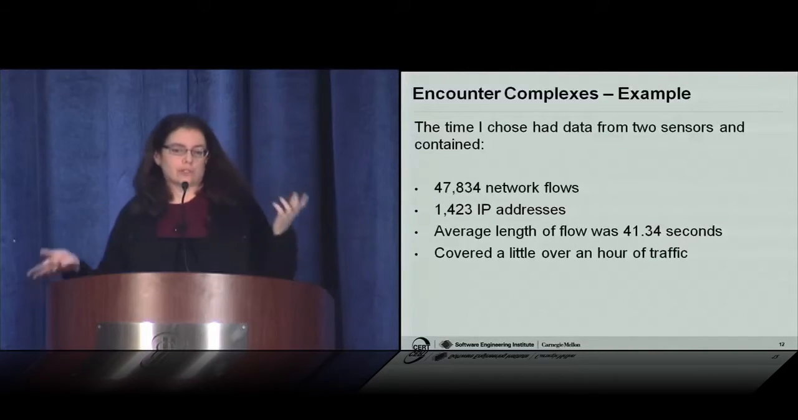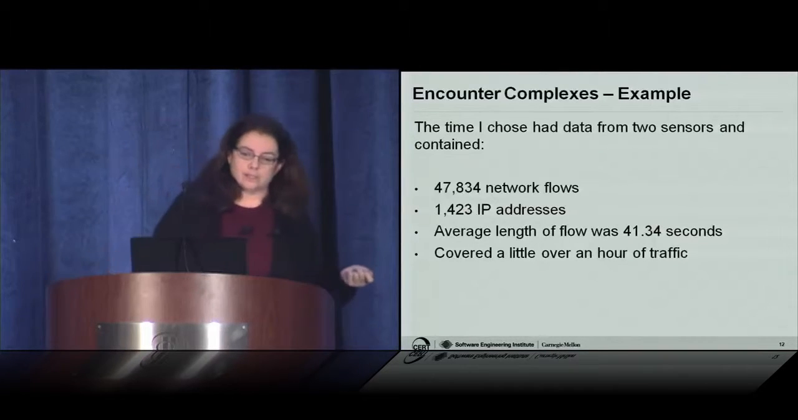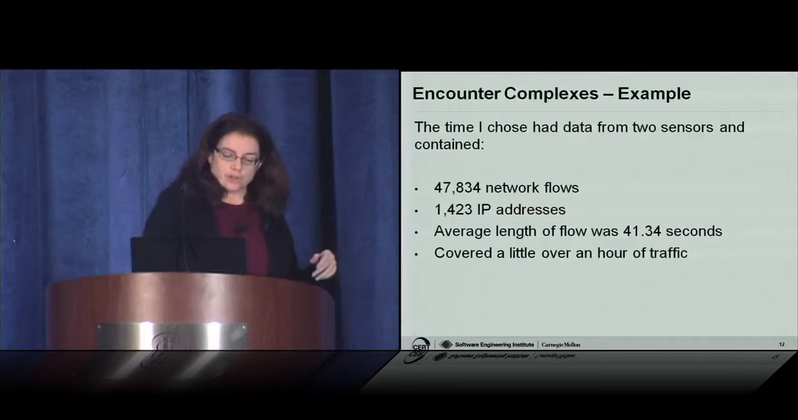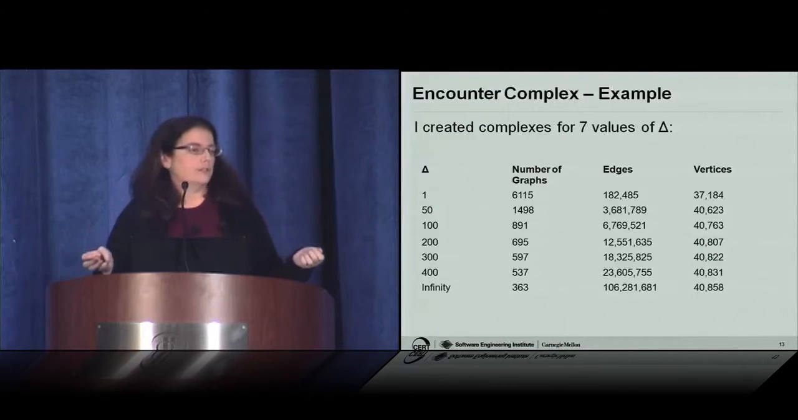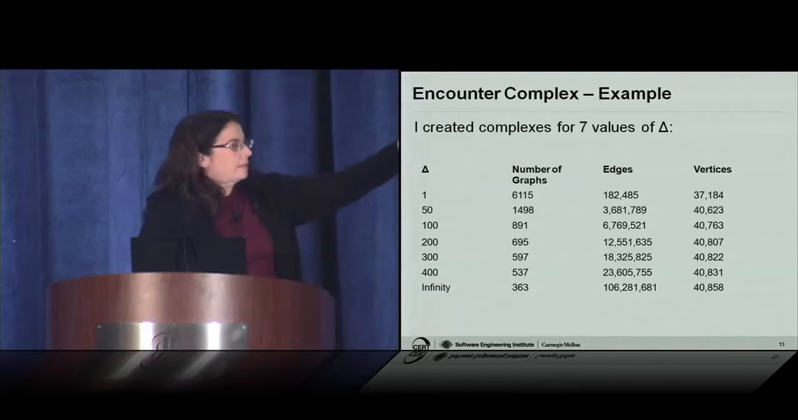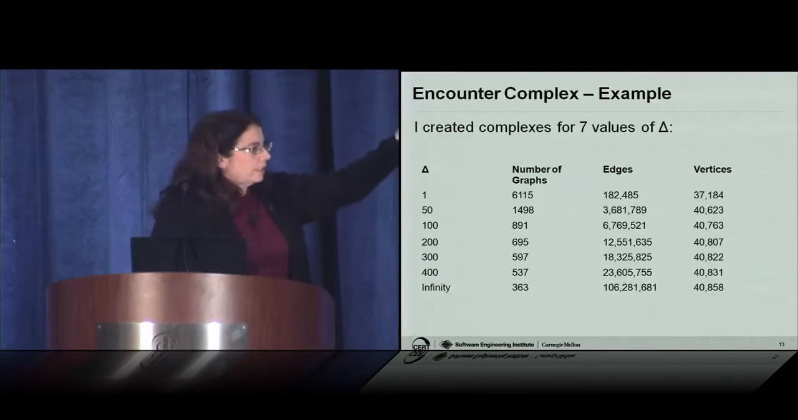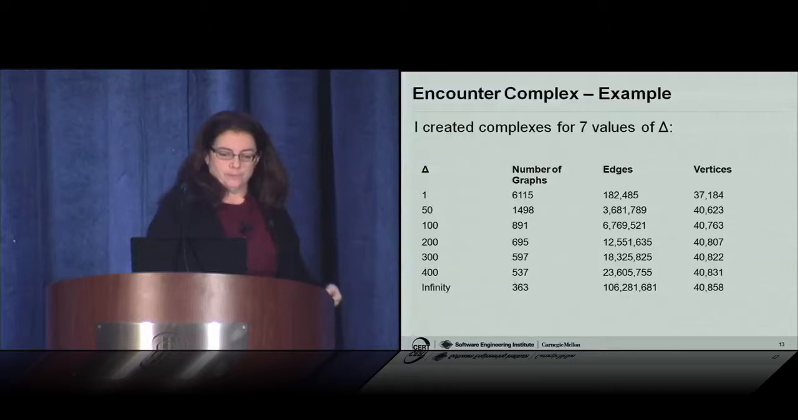And so I just chose some random time with about 47,000 network flows, a bunch of IP addresses, a little over an hour of traffic. And I created complexes for 7 values of delta. So you see, when delta is 1, I get a lot more complexes. But remember, as delta grows, it contains the graphs beforehand. They just sort of get subsumed into the larger graph and things grow.